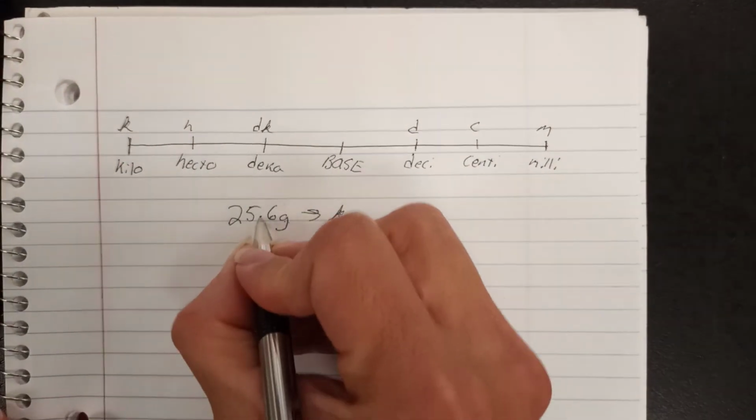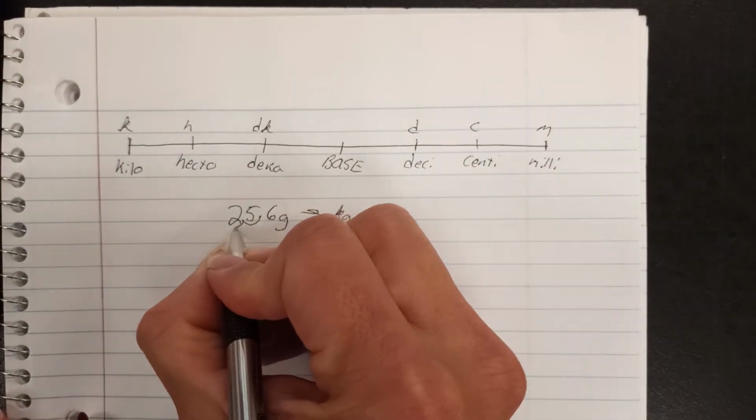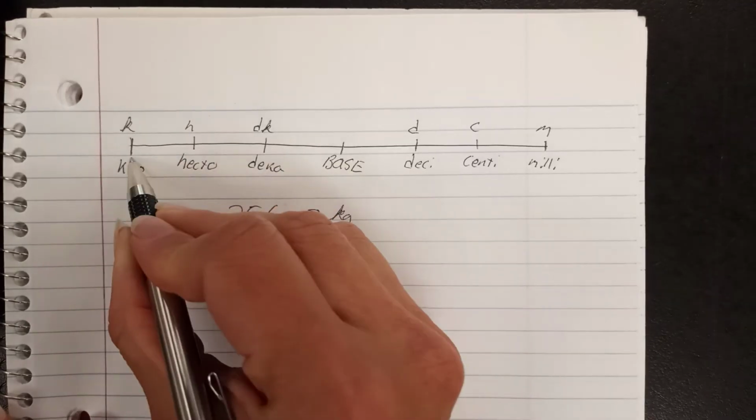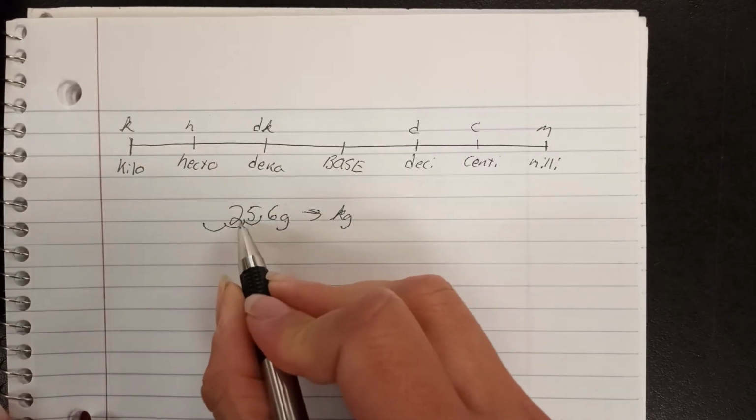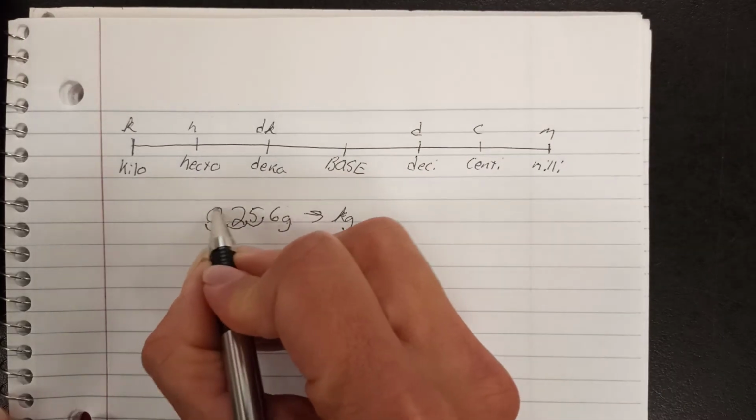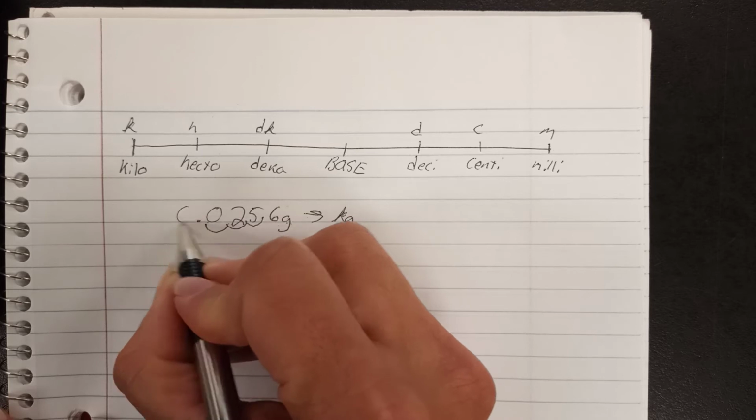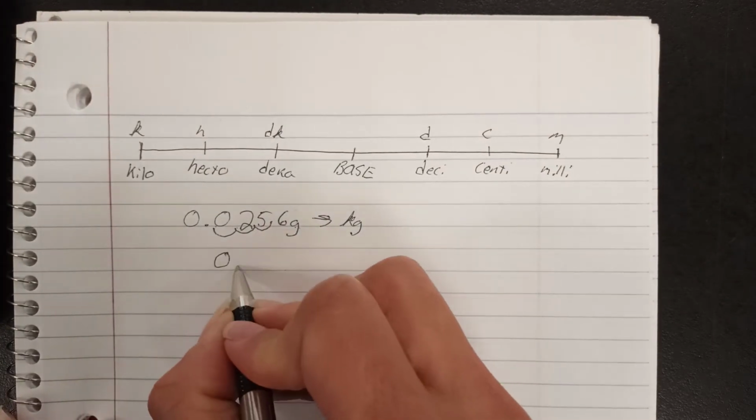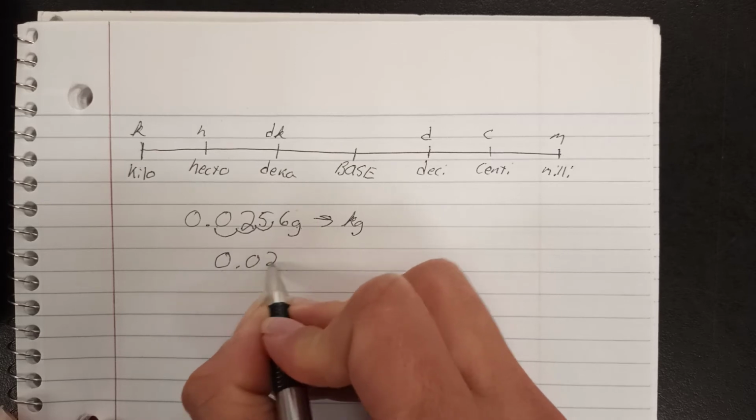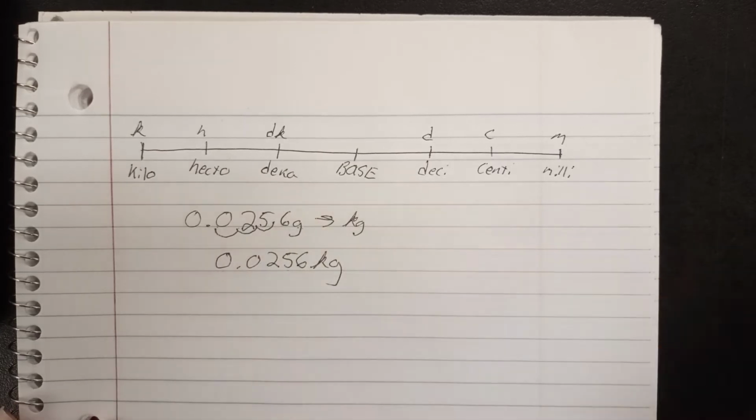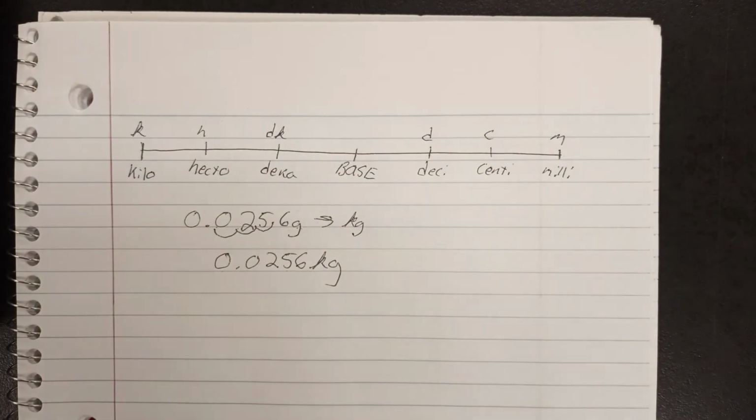And then you pick up your decimal and you move it that many spaces, 1, 2, 3 in the same direction. We went 1, 2, 3 spaces to the left. We're going to move this decimal 1, 2, 3 spaces to the left. Fill in any extra zeros. Put a 0 in front of your decimal point. It just looks nicer. And then we'll change the unit. 0.0256 kilograms.